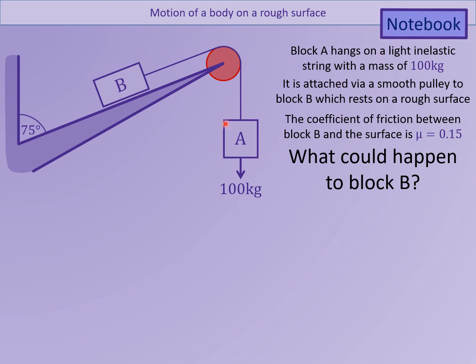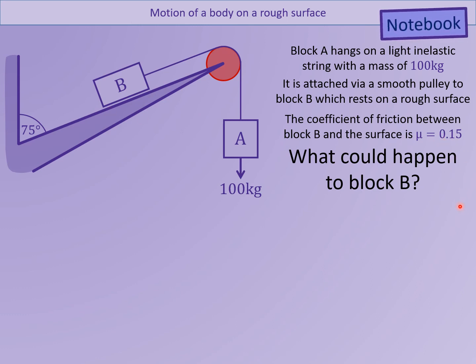So we've got this mass of 100 kilograms over a smooth pulley on a block B. You can see that depending on the weight of block B and depending on the surface, it will dictate whether B starts to move up towards the pulley, or maybe B is quite heavy and it will start moving A upwards. We also know another bit of information: the coefficient of friction between the block and the surface is 0.15.